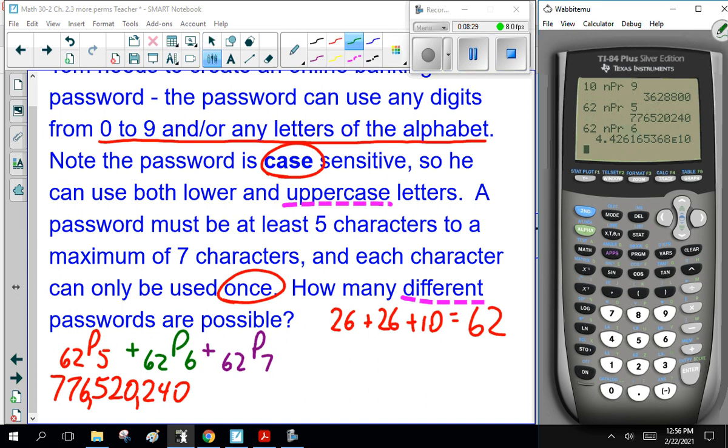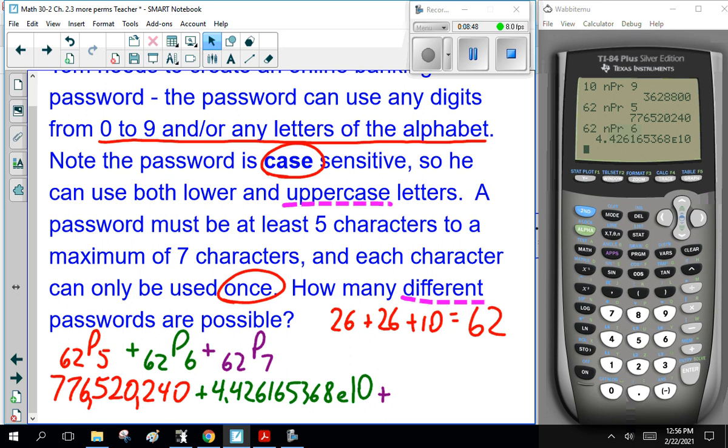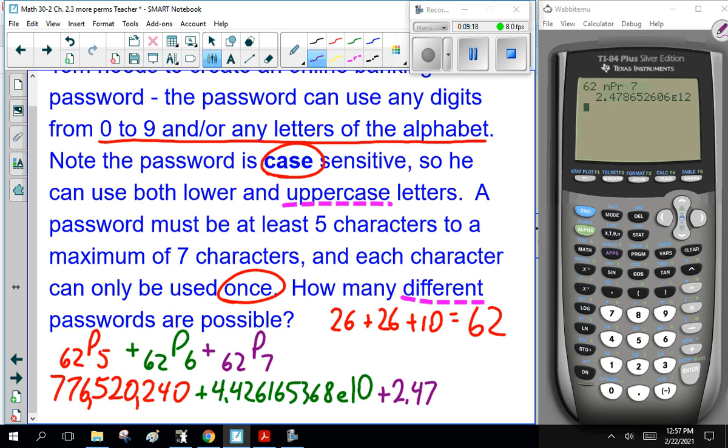Now, here, the calculator can't write that out. It's too many digits, so that's 4.426 times 10 to the 10. Plus, well, the 7 option is going to be even bigger. Enter, 62 P 7, my apologies, enter. Be careful. Like the computer, you can erase all your stuff. 2.478656206 times 10 to the 12.